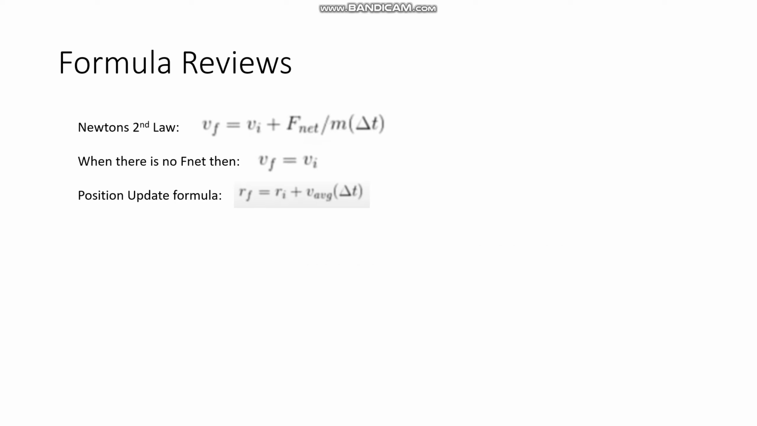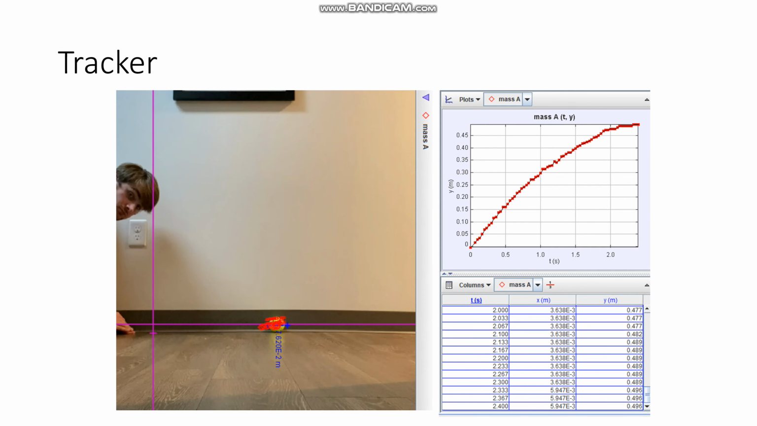So some formulas that we need to know are Newton's second law, which is: the final velocity is equal to the initial velocity plus the net force acting on an object divided by the mass of the object, all multiplied by the change in time. Since we're working with a constant velocity, there's going to be no net force on it, so V final is going to be equal to V initial. And then lastly, the position update formula is the final position is equal to the initial position plus the average velocity times the time.